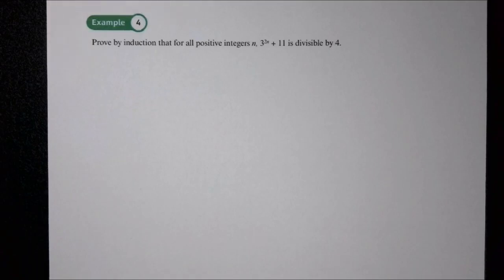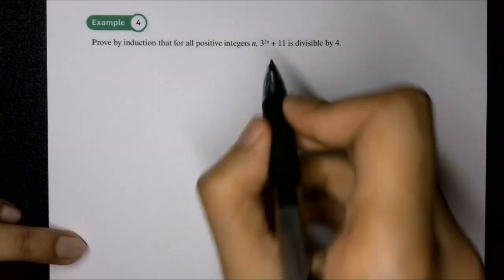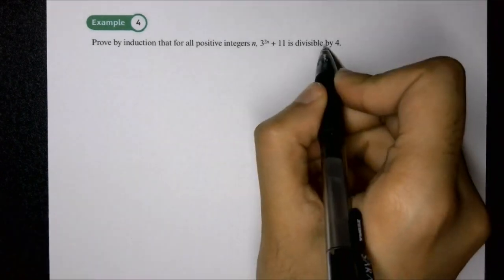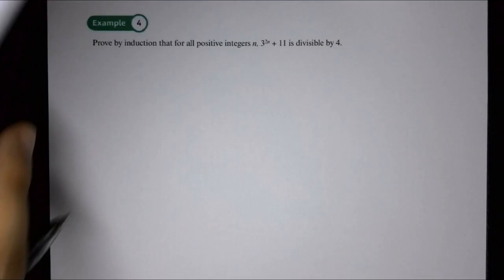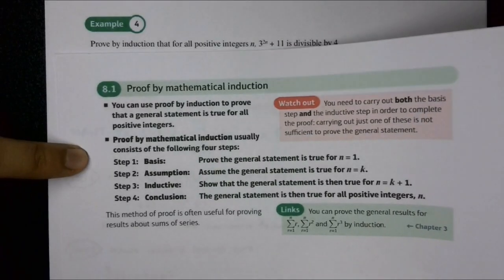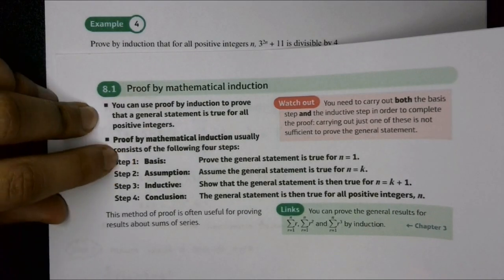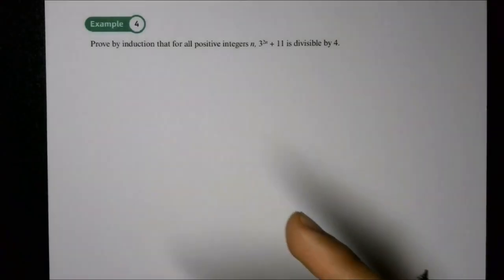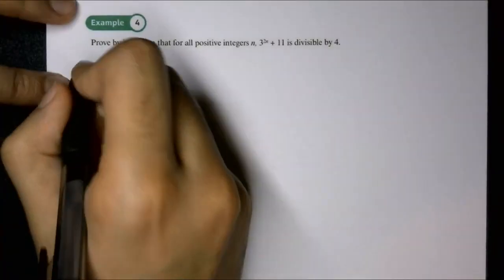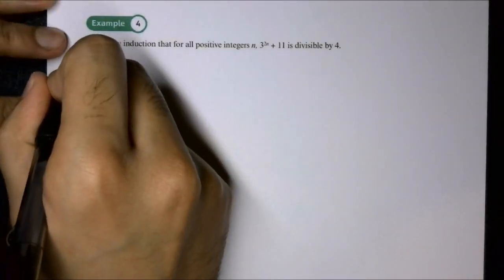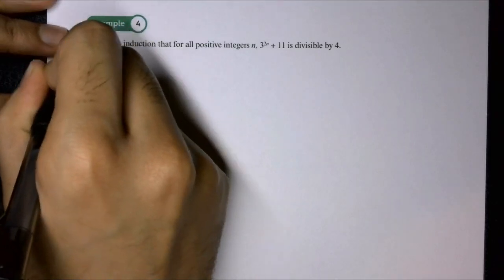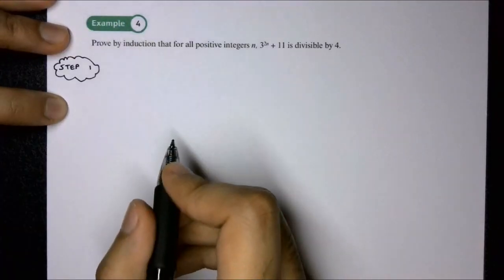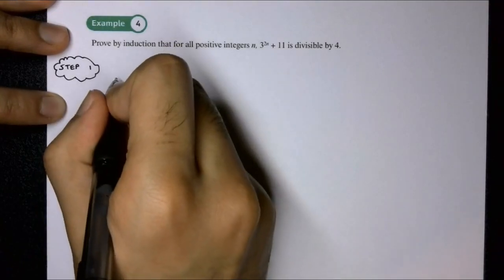Example number 4. We have to prove by induction that for all positive integers n, 3 to the power of 2n plus 11 is divisible by 4. Well, if you recall, using our steps which we discussed before, we begin with our basis step. So, we start off with step 1, where we see what happens when n is equal to 1.